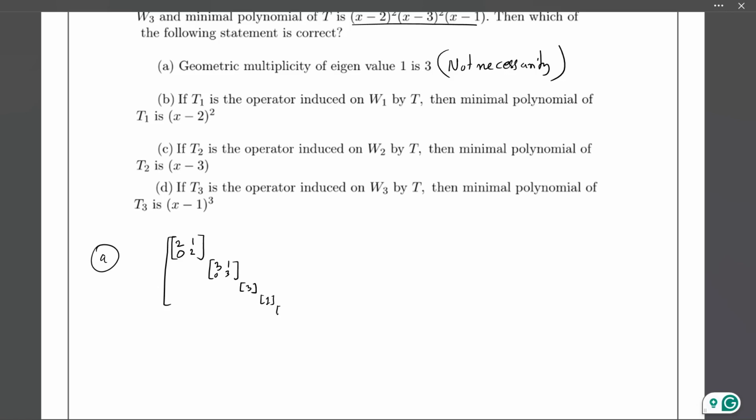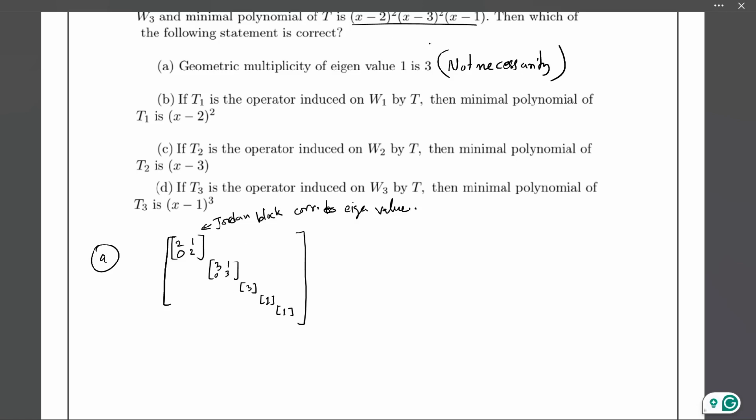How are you writing this first block, sir? 2, 1, 0, 2. This is a Jordan block corresponding to the eigenvalue. This was the definition of a block. The diagonal will be lambda and the superdiagonal entries are 1. That's all. So the eigenvalue 2 block is 2 cross 2.